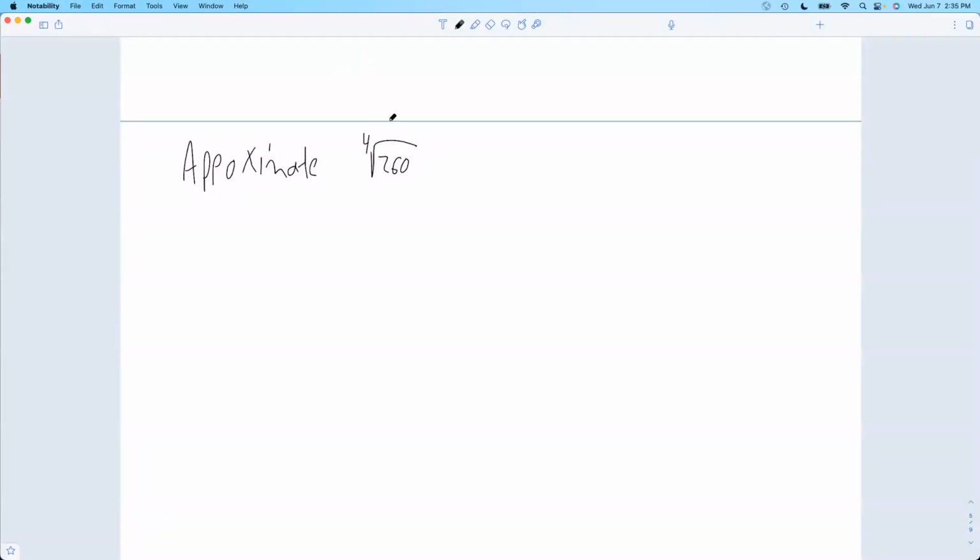Okay, we're going to use linearization to approximate the fourth root of 260. So the first thing we have to think is, I've got to find a value nearby 260 whose fourth root I know. Maybe you might not know it immediately, but I'm telling you that the fourth root of 256 is 4. 4 to the fourth power is 256. So that's going to be my starting point, 256. So my a value in my linearization is 256.